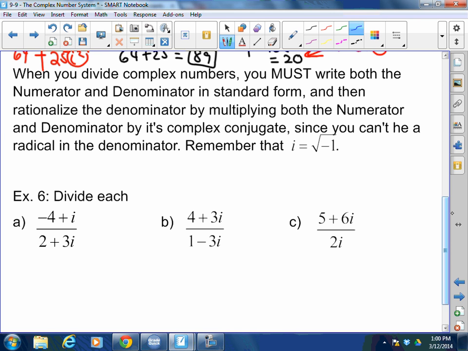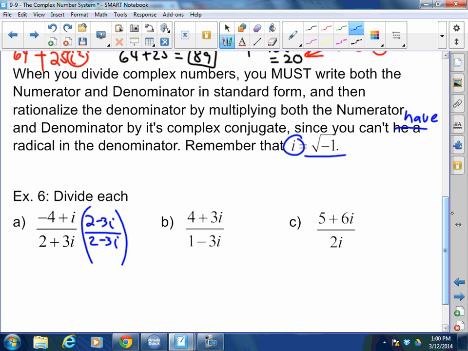Since you can't have a radical in the denominator. Remember, if you have an i in the denominator, that's the square root of negative 1, so that's a radical. So let's rationalize. I got negative 4 plus i over 2 plus 3i. What's the complex conjugate here? 2 minus 3i. So let's do this.